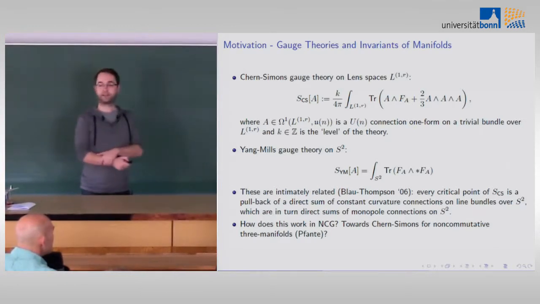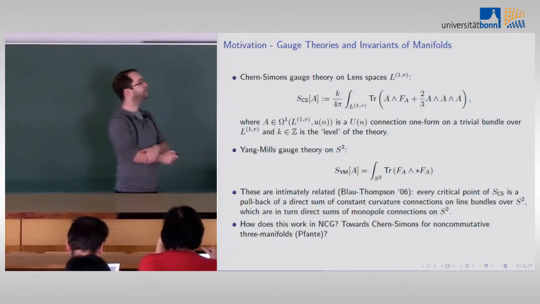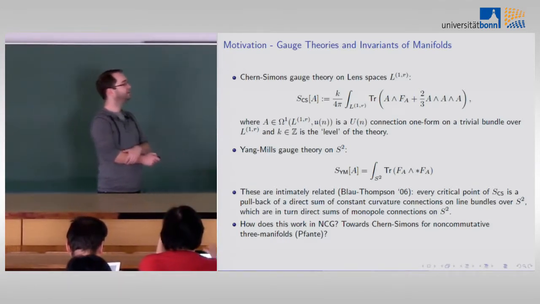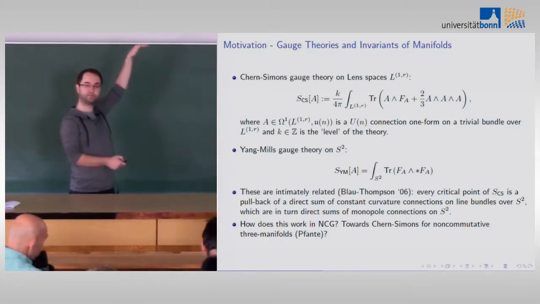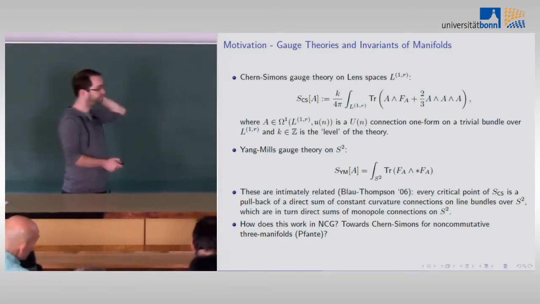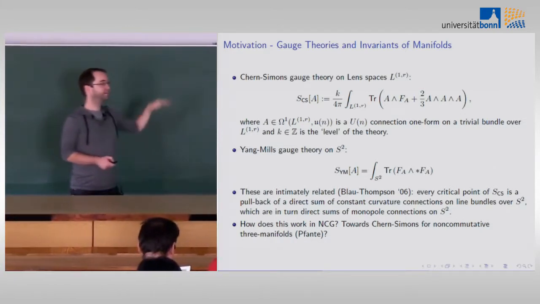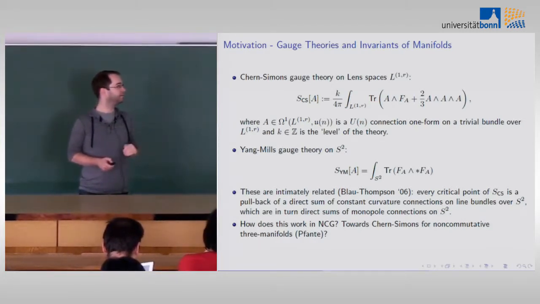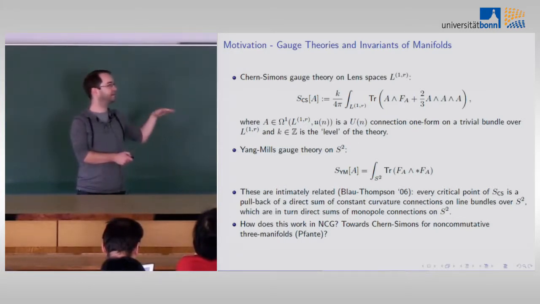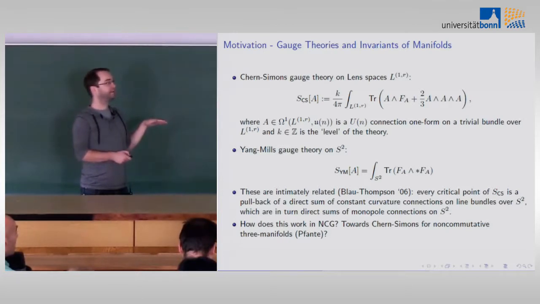And these two theories are related very intimately. Every critical point of the Chern-Simons action is related to the Yang-Mills action on S². So I have the lens space sitting over S², and every critical point upstairs is given by a pullback of a critical point downstairs. Well, a direct sum of these. So I have a direct sum of constant curvature connections downstairs. These are the minima of this action. These are in turn direct sums of monopole connections on S².